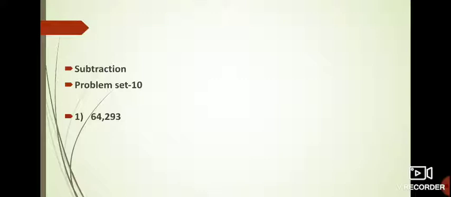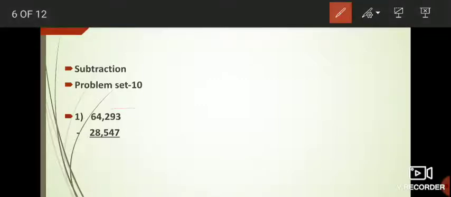The number is 64,293 minus 28,547. Okay, last year we studied how we are doing subtraction, students. See, 3 minus 7, we can't subtract 7 from 3, so borrow 1. How are we doing it? We are cancelling this. Borrow 1 ten from the tens place and write there 8, and this 1 ten plus 3 units becomes 13. 13 minus 7 is how much, students? Yes, 6 it is, correct.